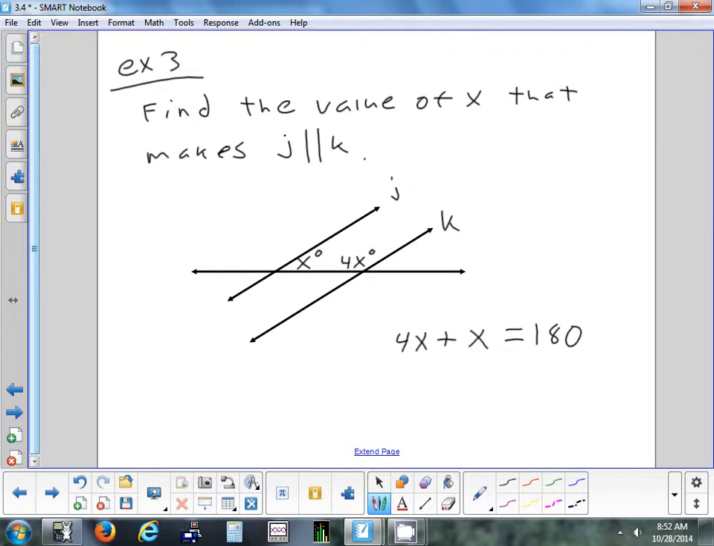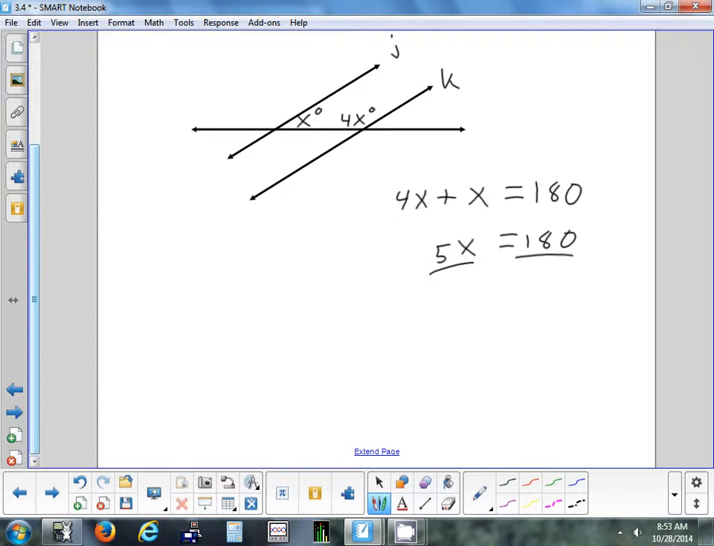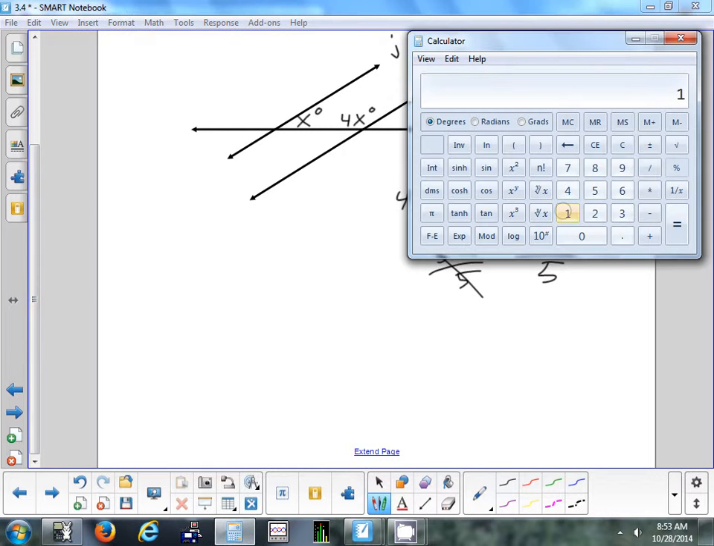All right, so we've got 4x plus x equals 180. What's my next step? Sarah? Yep, combine your like terms. And what can you combine? 4x plus x, and how much does that give me? 5x. Okay, my next step? And my last step? Yep, go ahead. Divide by 5. And let's see what we get. 180 divided by 5 is 36.